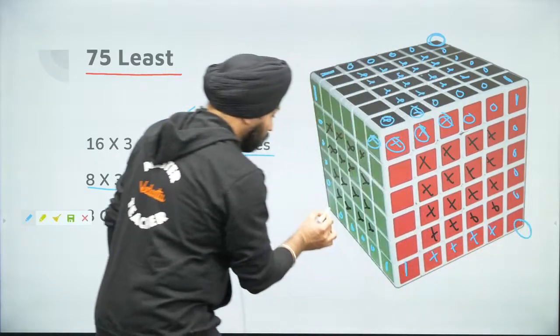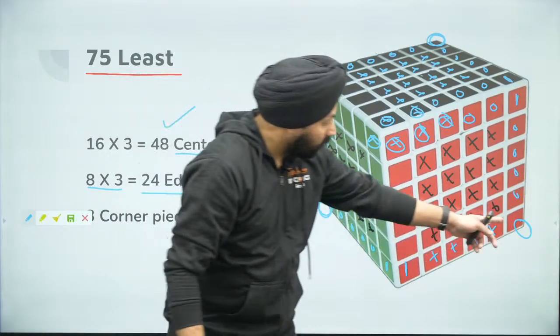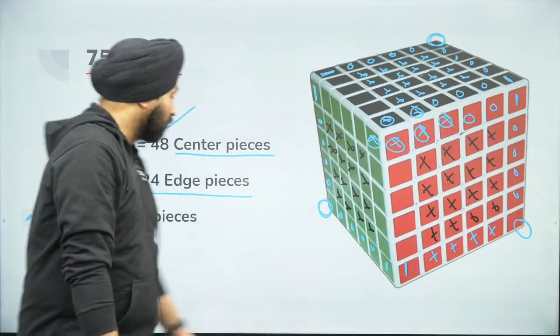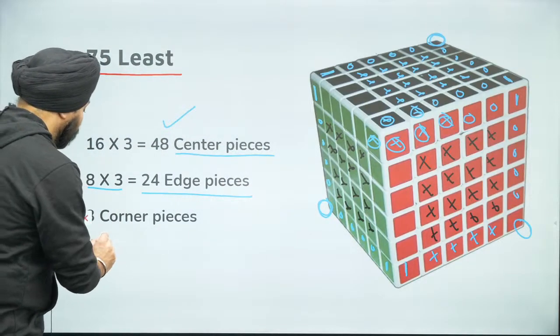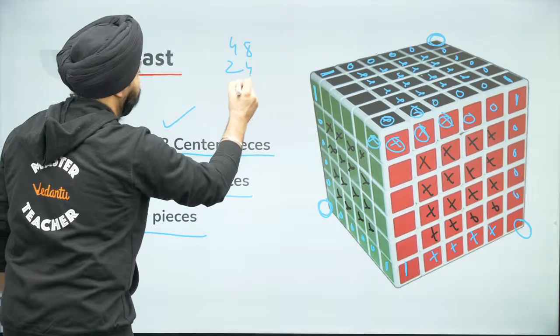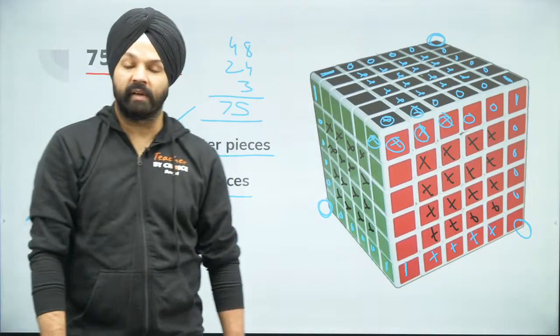This one, and this one. Have a look. It has only one face painted green, only one face painted red, only one face painted blue. So that means 3 more are going to get added up, 3 corner pieces. So the total is 48, 24 and 3. That gives you 75.